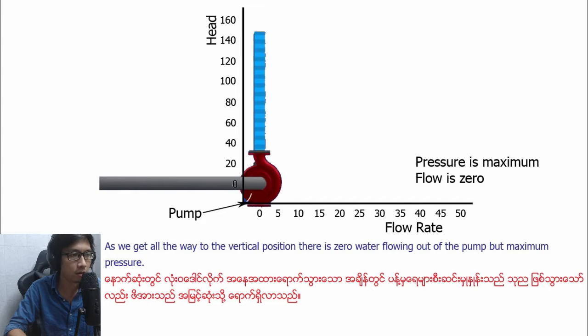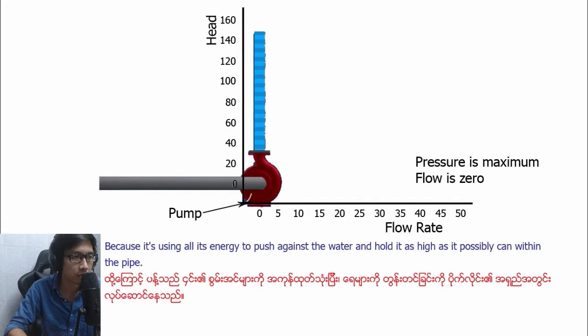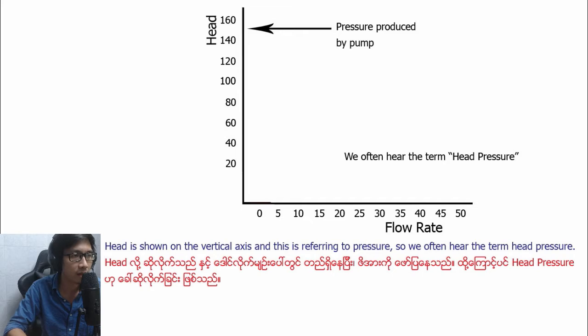As we get all the way to the vertical position, there is zero water flowing out of the pump, but maximum pressure, because it is using all its energy to push against the water and hold it as high as it possibly can within the pipe. Head is shown on the vertical axis and this is referring to pressure, so we often hear the term head pressure.